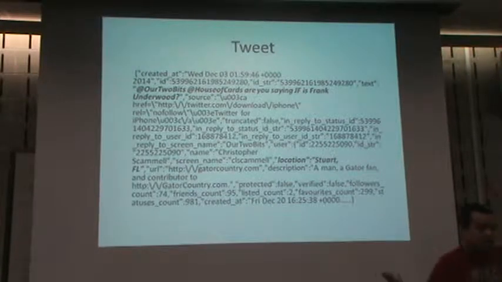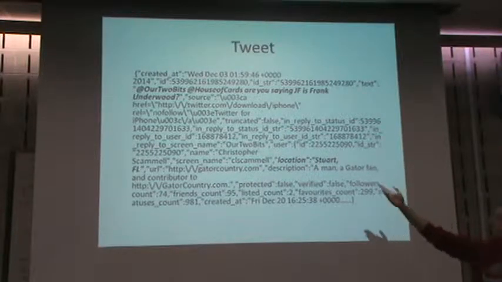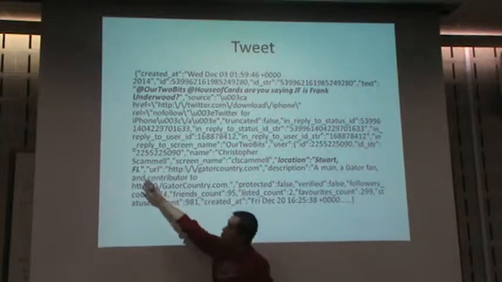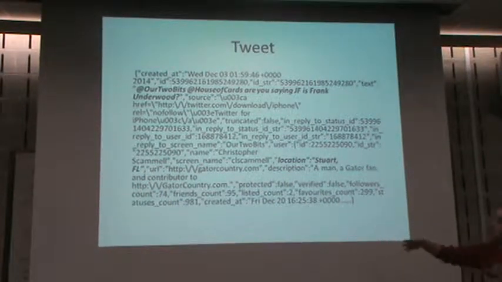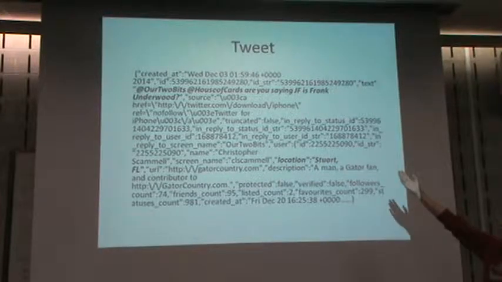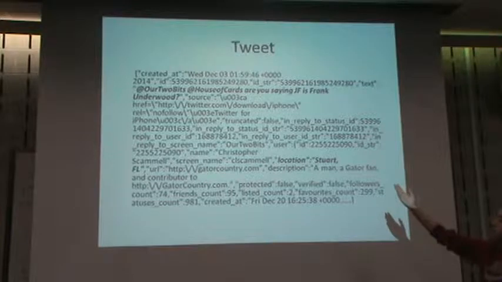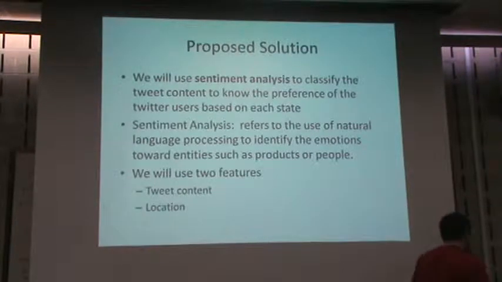So this is the data set, for example, they have the content of the user tweets, like "are you saying yes is Frank and the word," and also it has location, like Stuart, Florida, and basically we will use these two parts, and maybe we can use another one like the device used to send this tweet, iPhone or something, and user ID. Yeah, the location part.